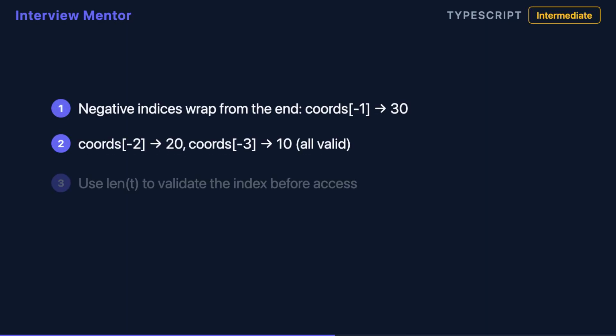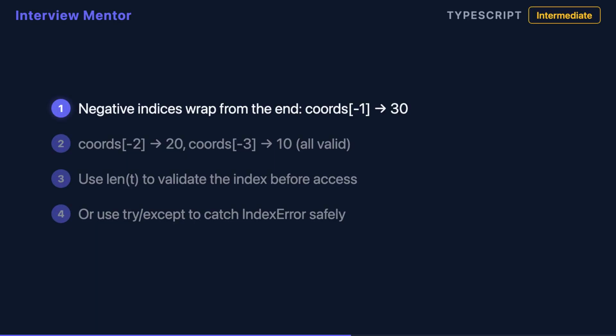Now here's a useful detail. Negative indices are valid. Index -1 gives you the last element, -2 the second to last. Python wraps them from the end, but they still have limits too.